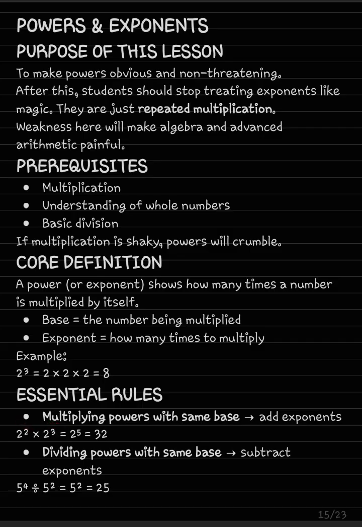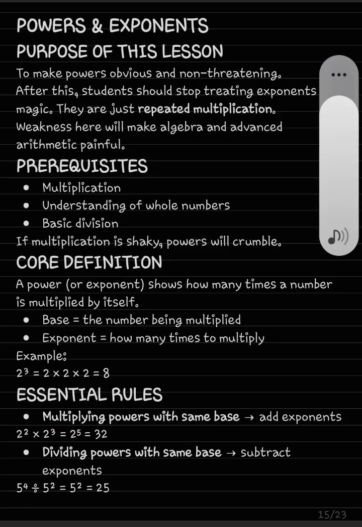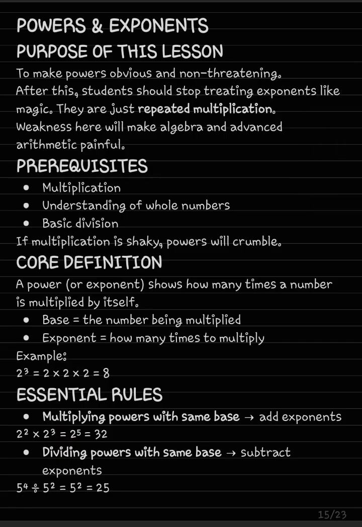Why? If you have 2 squared times 2 cubed, you are essentially multiplying two groups of 2's. 2 times 2, multiplied by 2 times 2 times 2. That is a total of 5 2's being multiplied. The result: 2 to the power of 5, which equals 32.